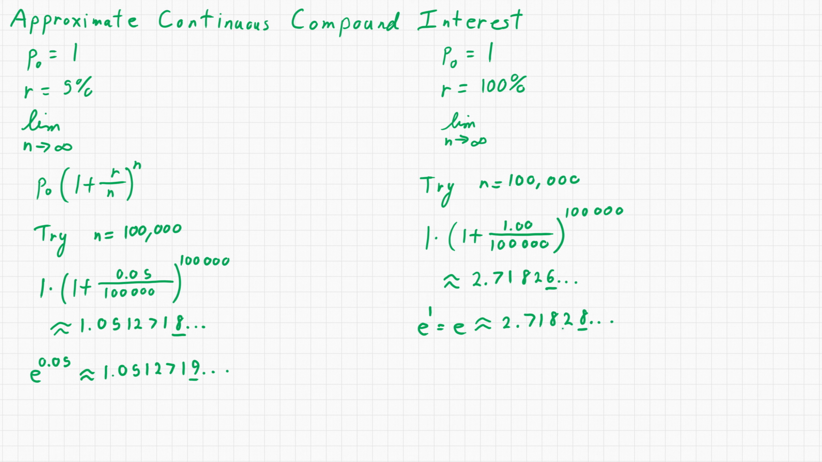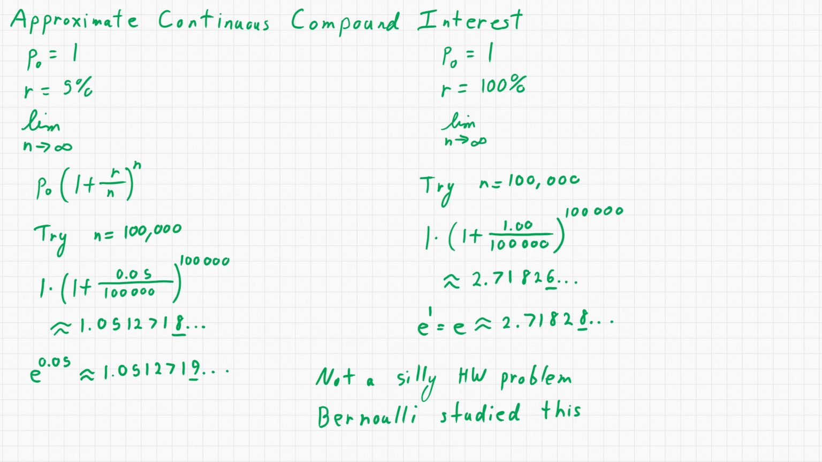So not a whole lot of significant digits here, not a whole lot of digits of accuracy, especially given we had to use 100,000. But this is why mathematicians were a little interested in this, and it's not just a silly math homework problem. There's a mathematician called Bernoulli, and Bernoulli actually studied this. It was important enough that he devoted some time to investigating what was going on here. So it's not just something that some person who wrote a math textbook came up with for your homework. It was actually important in mathematics hundreds of years ago.